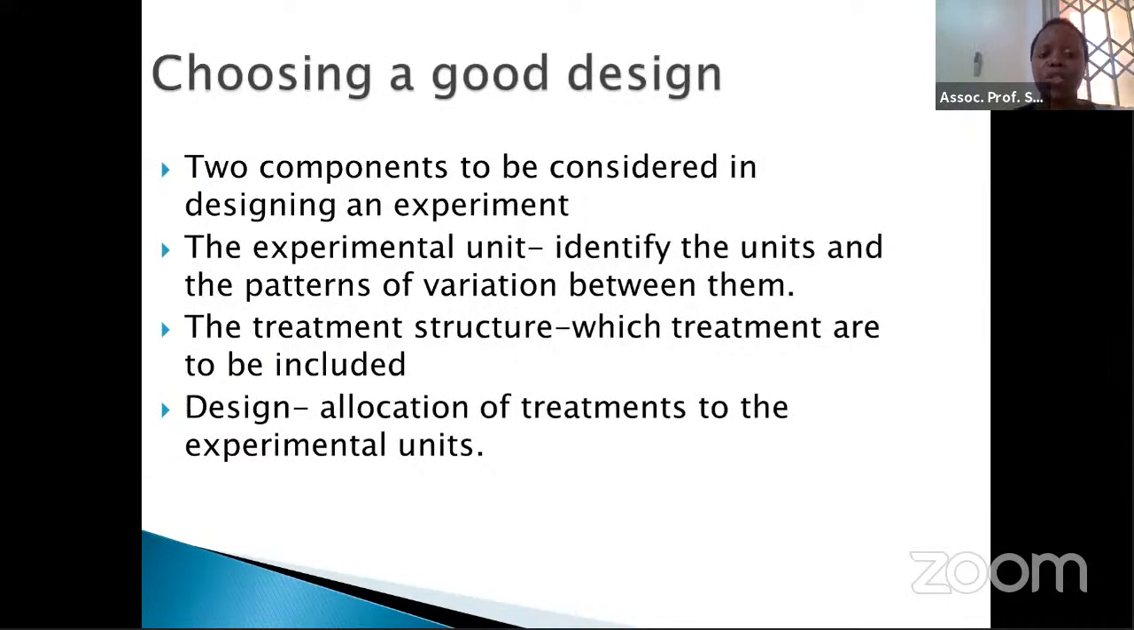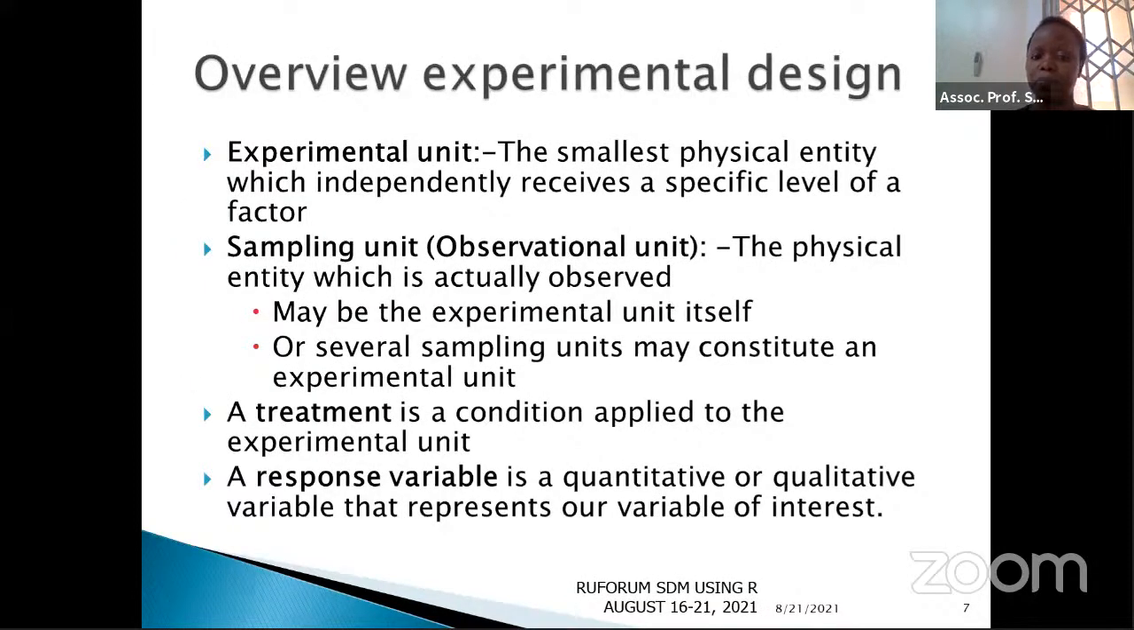Okay. So in designing a good experiment, we need to know the experimental unit. We've talked about them. We identify the units and also the pattern of variation. We've already talked about it. And then look at the design, the allocation of treatments to the experimental units. So if we are in a greenhouse, because we are able to control the background information of variability, then we lay out a completely randomized design. So in that case, we randomize our treatments to the experimental units, depending on the number of replicates.